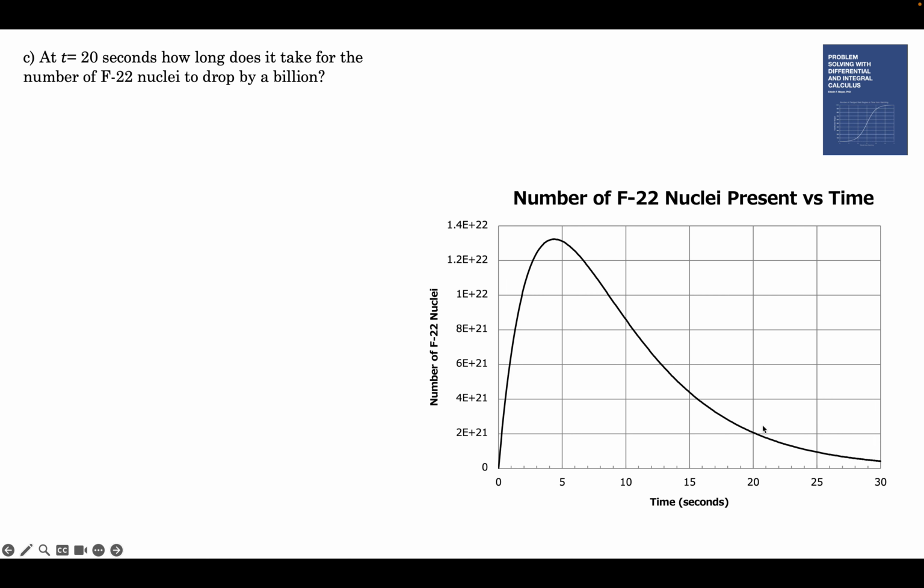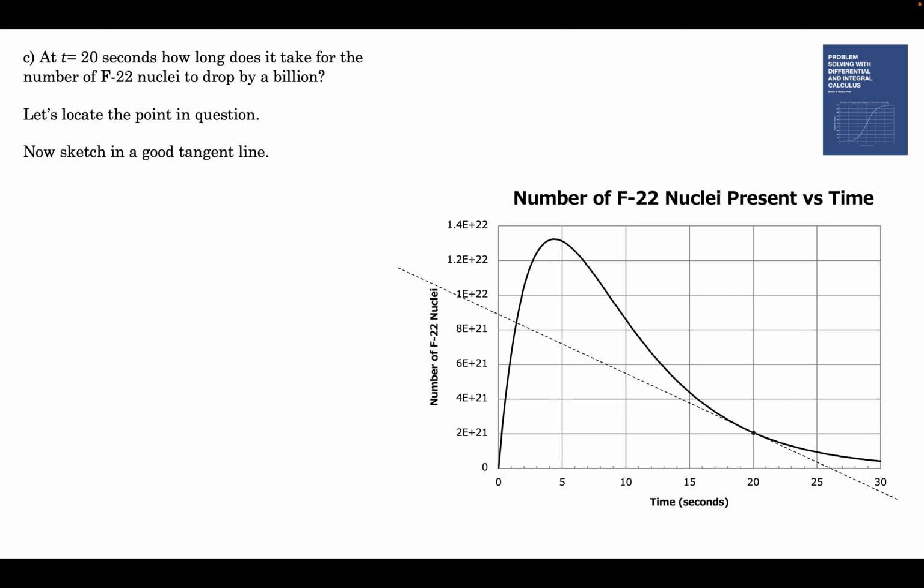So we're way out here at 20 seconds. There's not much oxygen 22 left. How long does it take for the number of F22 to drop by 1 billion? So we'll locate the point in question, 20 seconds. There it is. We want the rate, so we put a good tangent line in there.